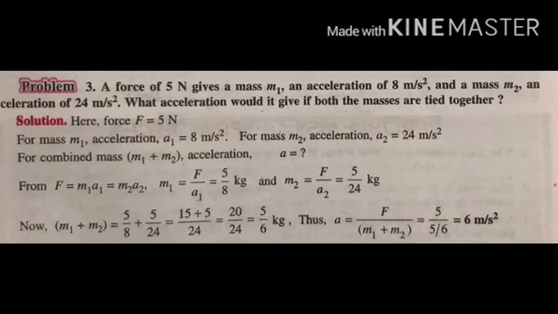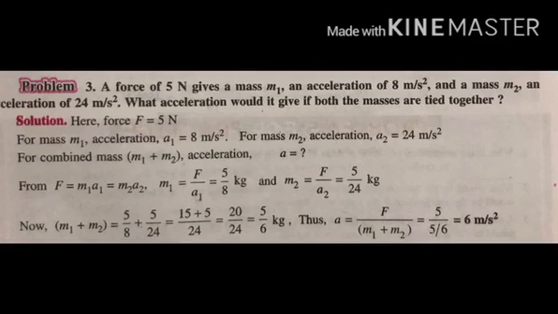Now first: a force of 5 Newton gives a mass m1 an acceleration of 8 meter per second square, and a mass m2 an acceleration of 24 meter per second square. What acceleration would it give if both the masses are tied together? Now solution. Here force is equal to 5 Newton. For mass m1, acceleration is 8 meter per second square, and for mass m2, acceleration is 24 meter per second square. For the combined mass, that is m1 plus m2, acceleration is equal to question mark.